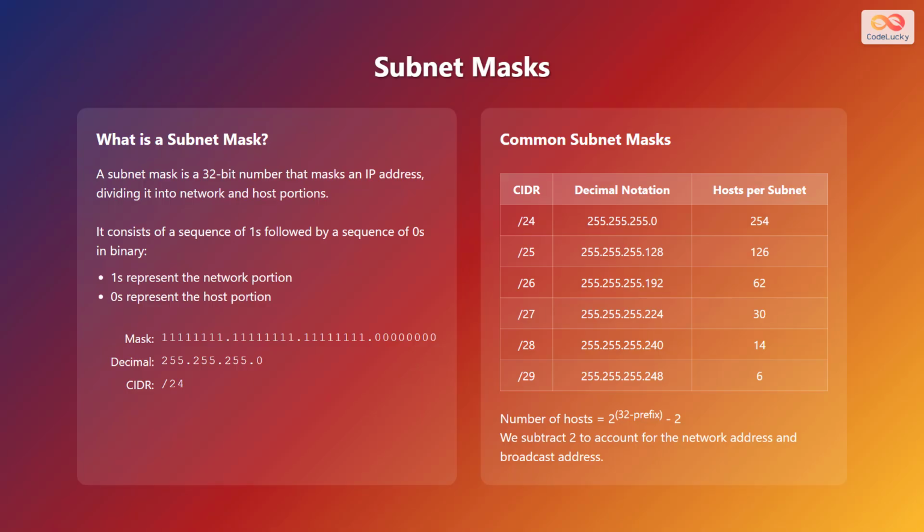/27 is 255.255.255.224, and it has 30 hosts per subnet. /28 is 255.255.255.240, and it has 14 hosts per subnet. /29 is 255.255.255.248, and it has 6 hosts per subnet. The number of hosts is equal to 2 to the power of 32 minus the prefix, minus 2. The reason we subtract 2 is to account for the network address and the broadcast address.